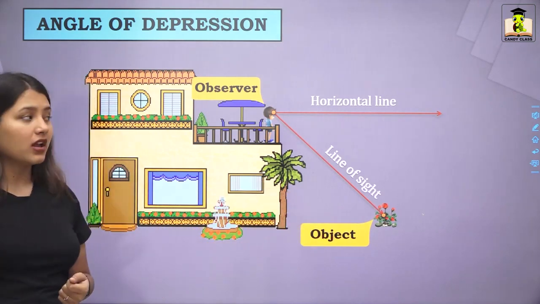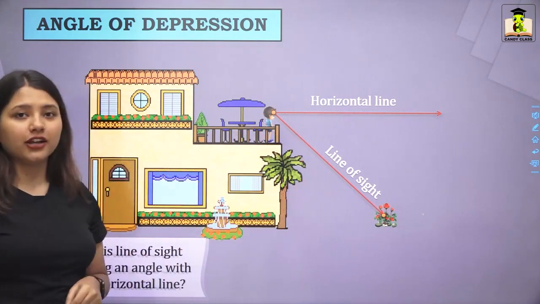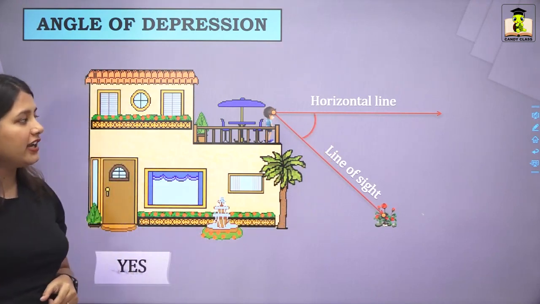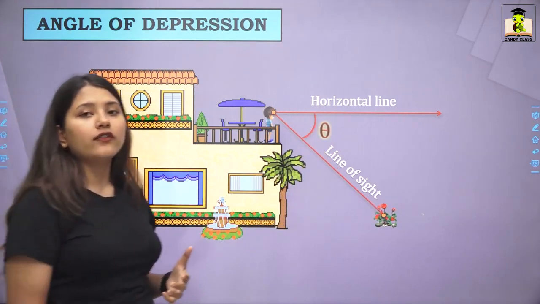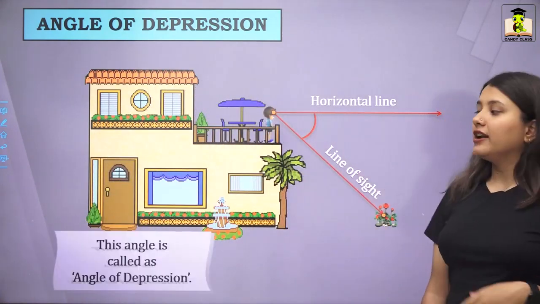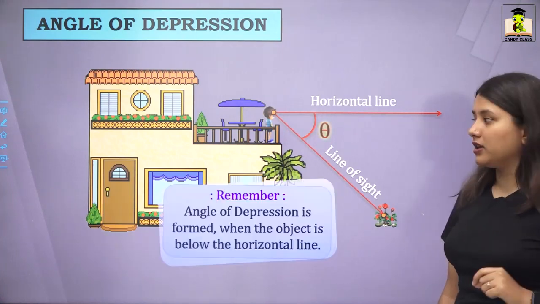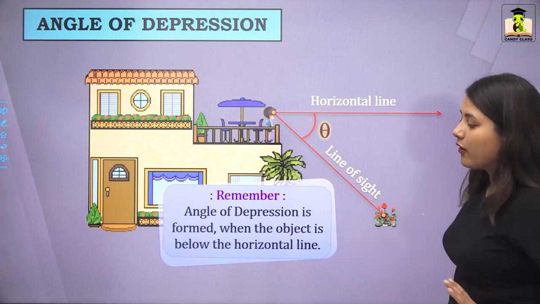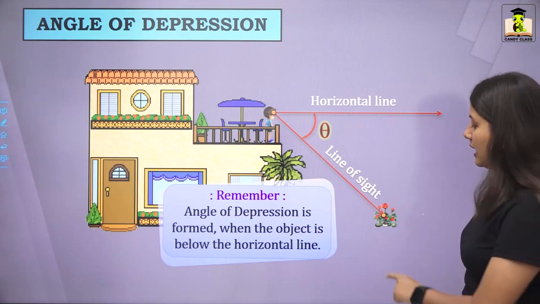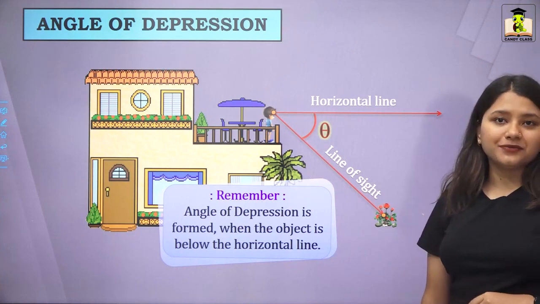We already know that. And the angle between the horizontal line and the line of sight, you can see that there is an angle between the horizontal line and the line of sight, is known as angle of depression. And one thing we need to remember in this case, angle of depression is formed when the object is below the horizontal line. In this case, you can see the object, the flowers, is below the horizontal line.